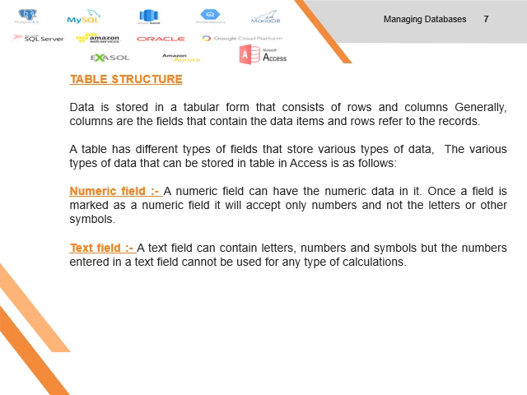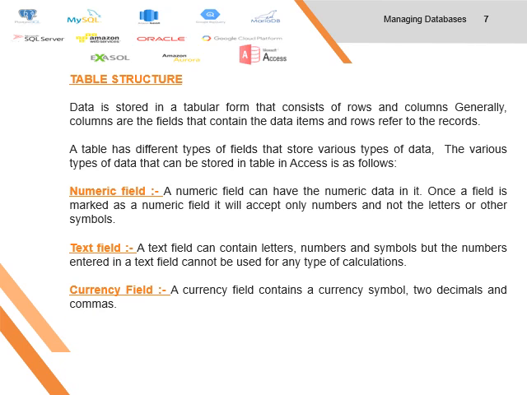Text field. A text field can contain letters, numbers and symbols, but the numbers entered in a text field cannot be used for any type of calculation. Text field में characters के साथ सिंबल्स के साथ आप नंबर या न्यूमेरिक डाटा भी एंटर करते हैं बट दैट इज नॉट फॉर कैलकुलेशन. जैसे एक हाउस एड्रेस है उसमें कोई ना कोई टेक्स्ट फॉर्म में भी आप डेटा डालते हैं और इस तरह कोई ना कोई हाउस नंबर स्ट्रीट नंबर होता है बट दैट इज नॉट फॉर कैलकुलेशन, दैट इज ओनली फॉर आइडेंटिफिकेशन.